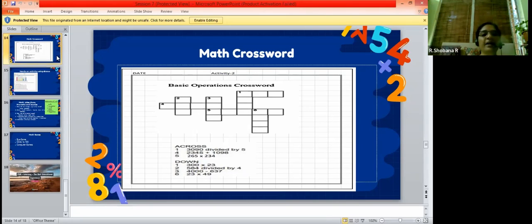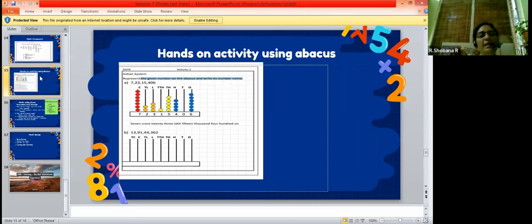So next slide, hands-on activity using abacus. So math lab definitely has an abacus. Here we have an abacus for class 5 children. They represent the numbers in the Indian system and the international system, and they understand how to do it. They understand the place value and face value of larger numbers using the abacus.